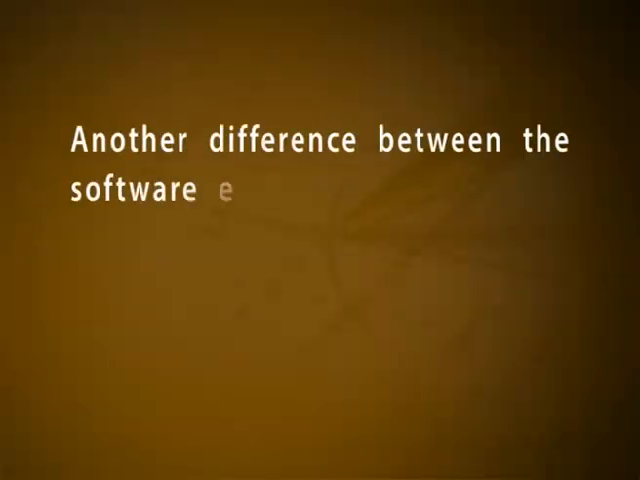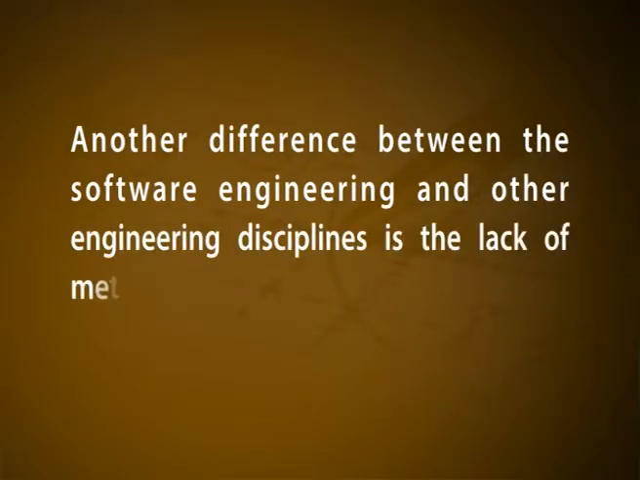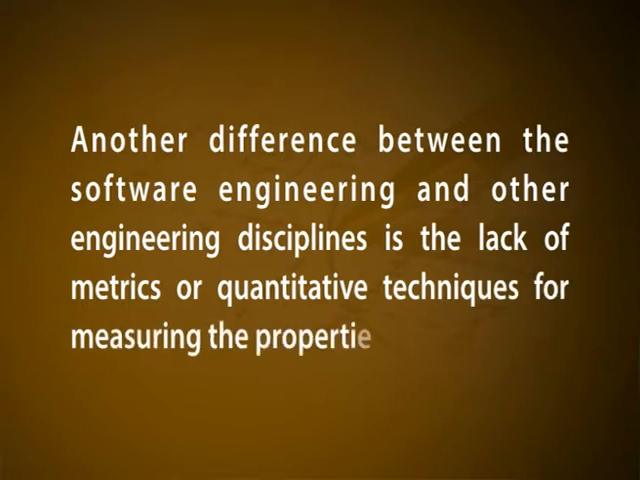Another difference between software engineering and other engineering disciplines is the lack of metrics or quantitative techniques for measuring the properties of software. There are some methods of measuring the complexity and quality of a product in traditional engineering disciplines, but in the case of software products, these methods cannot be applied.